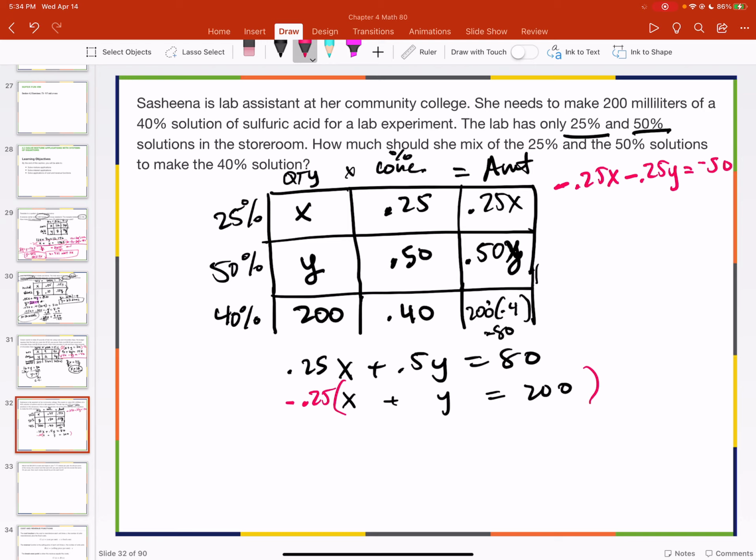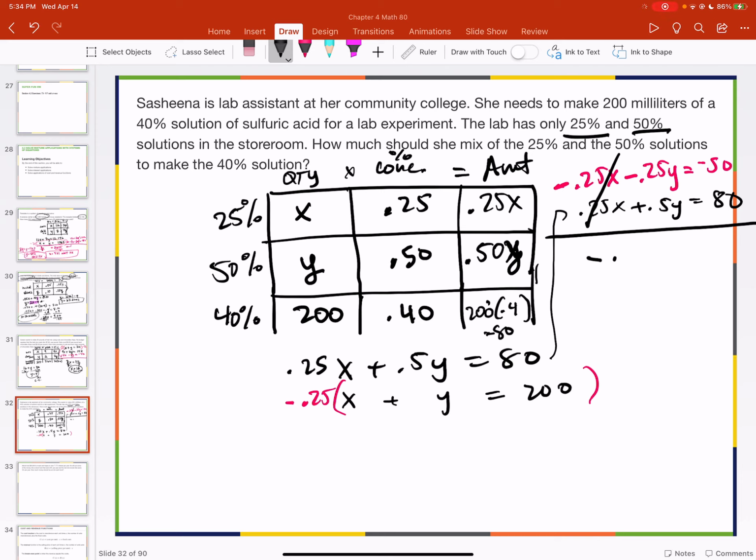And then underneath that, we can write this one here, 0.25x plus 0.5y equals 80. So if we combine them, the x's will cancel, and you're going to get positive 0.25y is equal to 30. So divide by 0.25, in other words, 1/4. 30 divided by 0.25 is 120. And that's the amount of the 50% solution.